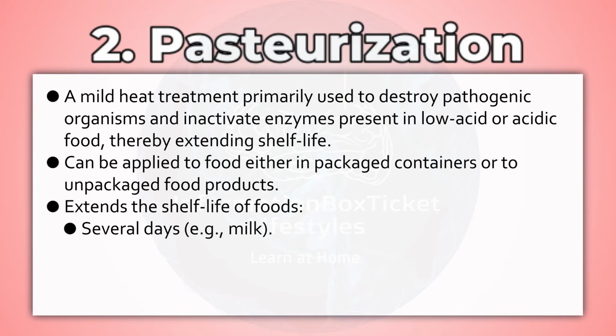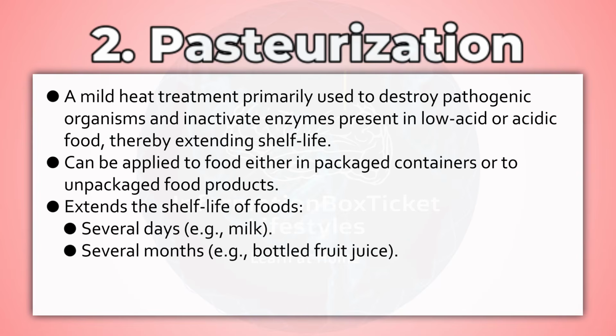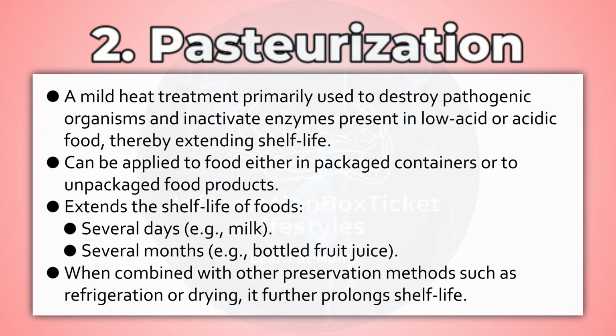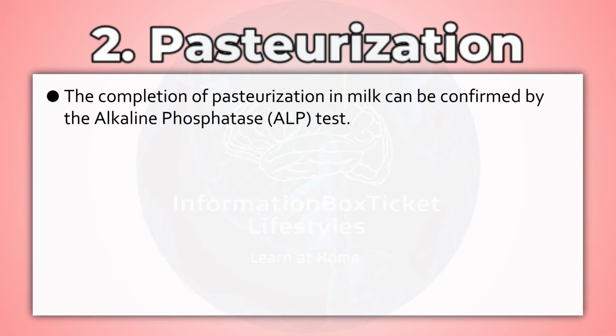Several days, e.g. milk. Several months, e.g. bottled fruit juice. When combined with other preservation methods, such as refrigeration or drying, it further prolongs shelf life. The completion of pasteurization in milk can be confirmed by the alkaline phosphatase, ALP test.